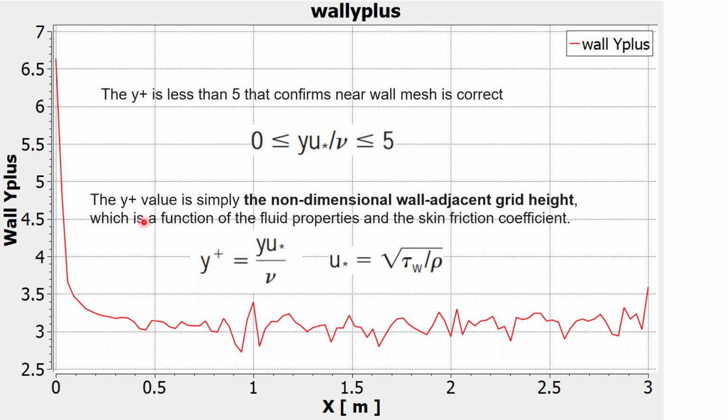This y plus value is simply the non-dimensional wall adjacent grid height, which is a function of fluid properties and the skin friction coefficient. Mathematically, y plus is defined by this expression, where u star is the friction velocity, which is the square root of the ratio of wall shear stress and density of the fluid.